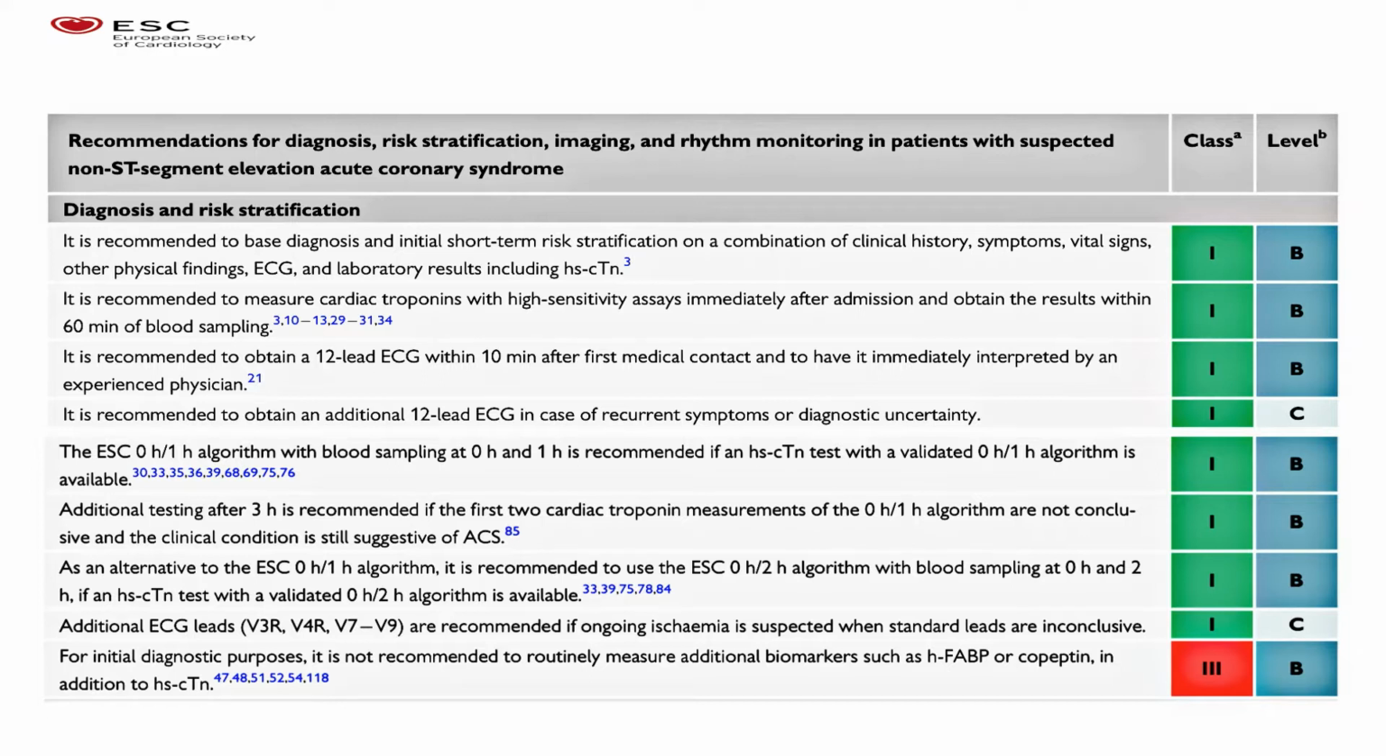Diagnosis and risk stratification. It is recommended to base diagnosis and initial short-term risk stratification on a combination of clinical history, symptoms, vital signs, other physical findings, ECG, and laboratory results, including high-sensitivity cardiac troponin. Class 1 Level B. It is recommended to measure cardiac troponins with high-sensitivity assays immediately after admission, and obtain the results within 60 minutes of blood sampling.